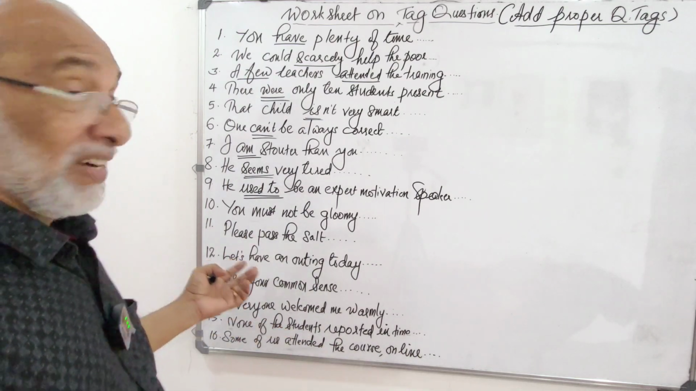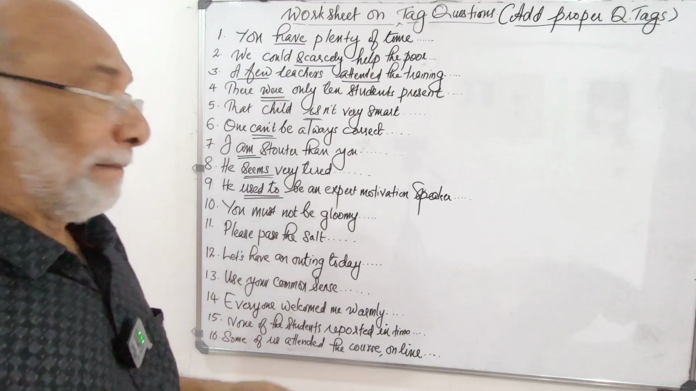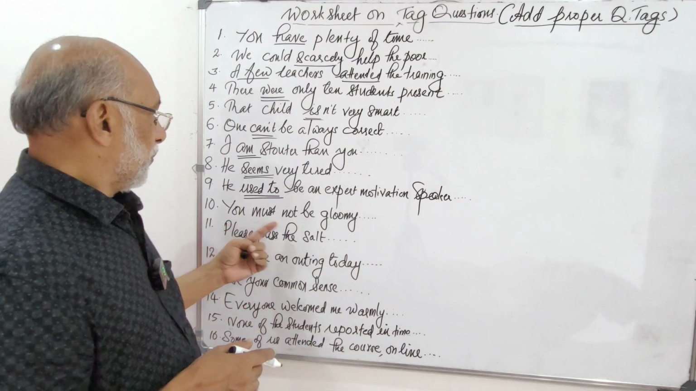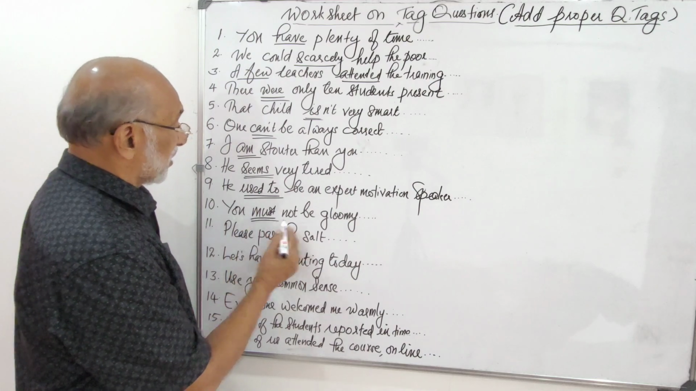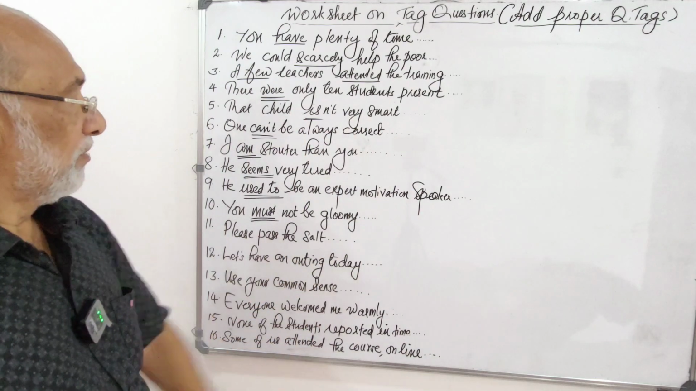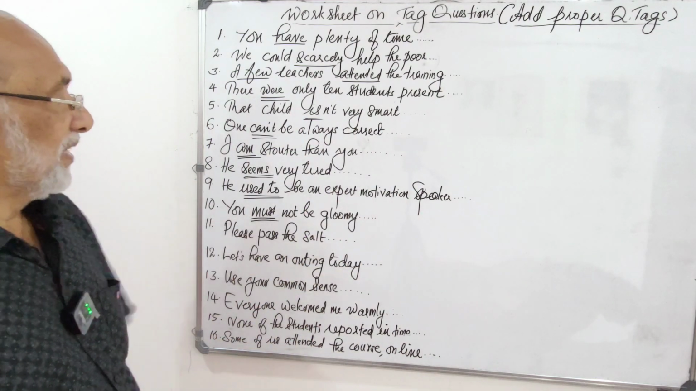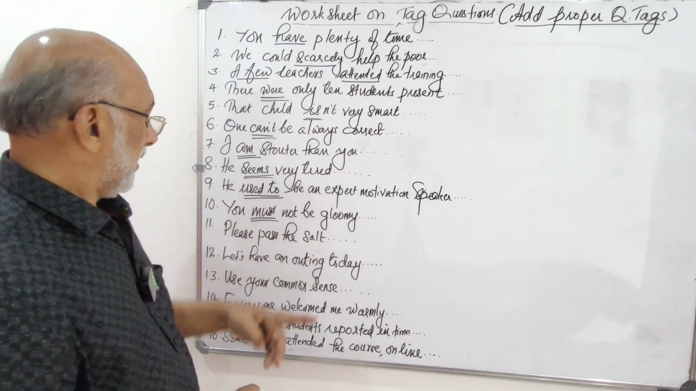One can never be always pleasant. You must not be gloomy, but must is there. That is a modal auxiliary. So what you have to do there, do it and attach the tag.